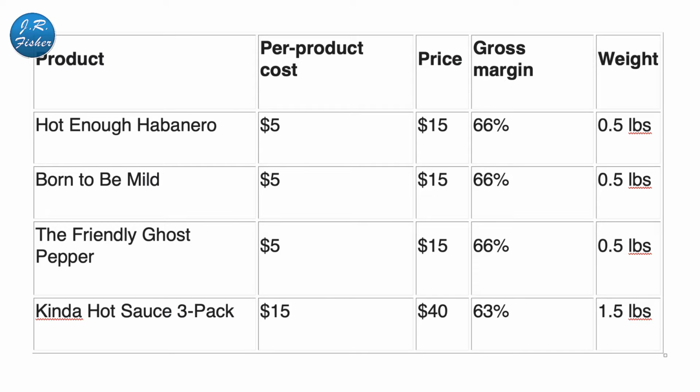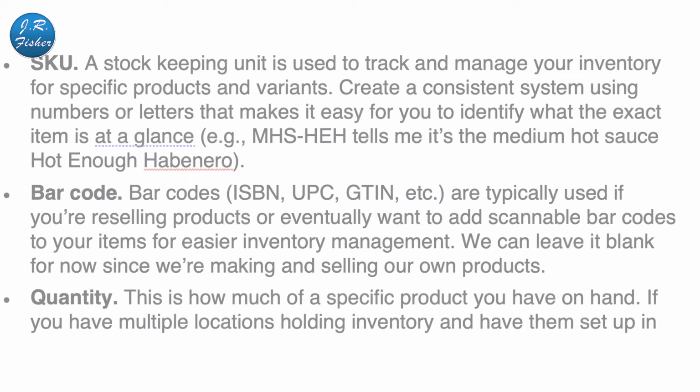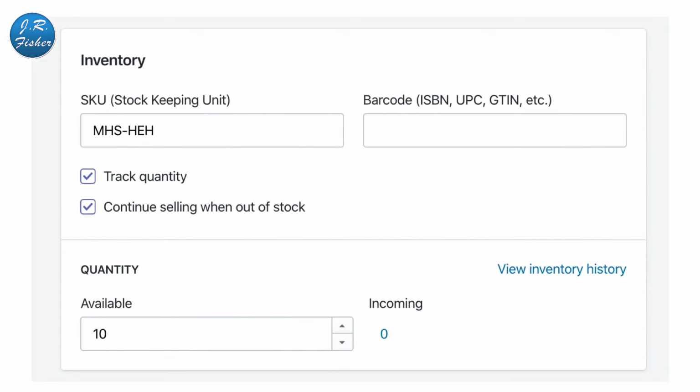Inventory is something to think about. If you were drop shipping, you wouldn't have to worry about it. If you're doing print on demand, you have to worry about it. But if you're making your own product, of course you will. You're going to need to have your SKU in there, which is a stock keeping unit, used to keep track and manage your inventory. You're going to want to have your barcode in there. You're going to want to have your quantity in there. And you can slow this video down if you want to read some of those descriptions. You're certainly welcome to do that. This is what it looks like inside of Shopify, the screen here that says inventory.